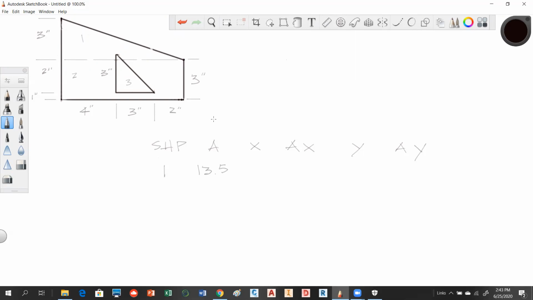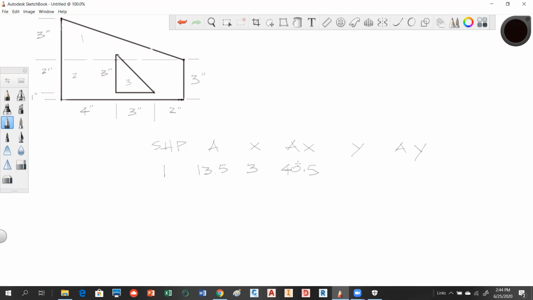So we have an origin this way, so our x-bar distance for shape 1 is going to be 1/3 of the total. So 1/3 of 9 is 3. 3 times 13.5 gives us 40.5. And again, the unit would be squared units, squared inches, inches to the third.